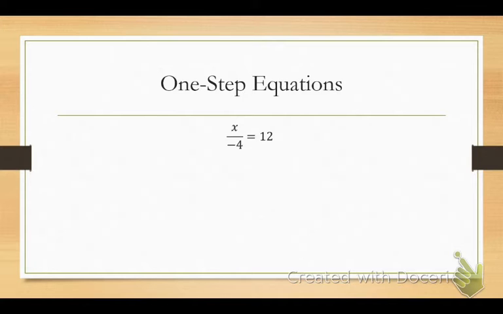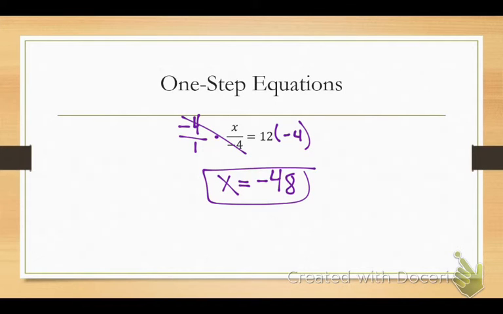My inverse operations rule says if there's division connected to the variable, I need to do the inverse operation. I need to multiply both sides by -4, and my answer is -48. How can I be sure that this is my answer? You put it back in. Plug it back in. -48 divided by -4 is +12. This is something you can do using mental math or your calculators, not something you will have to show on your quiz and your test.